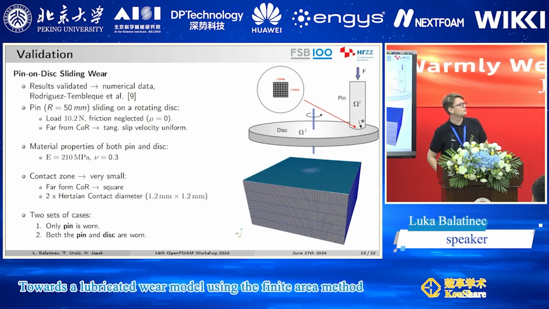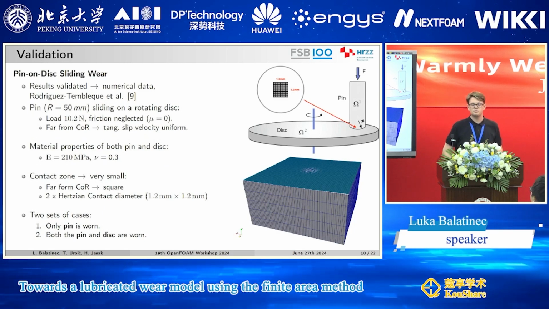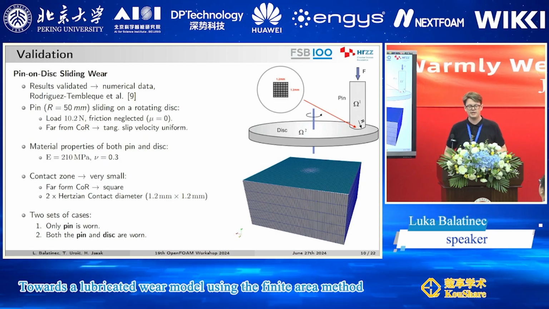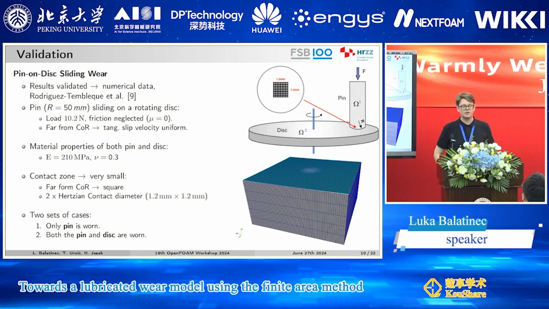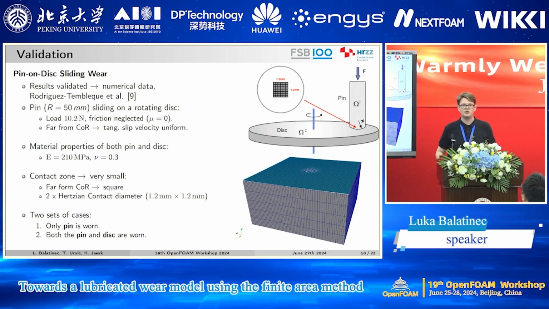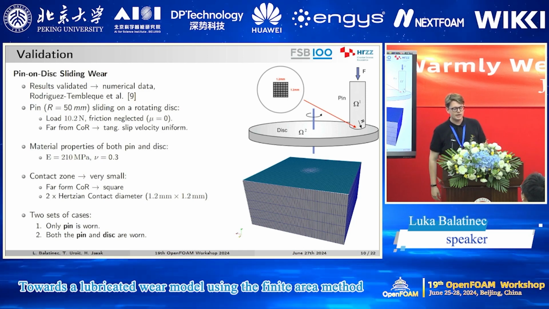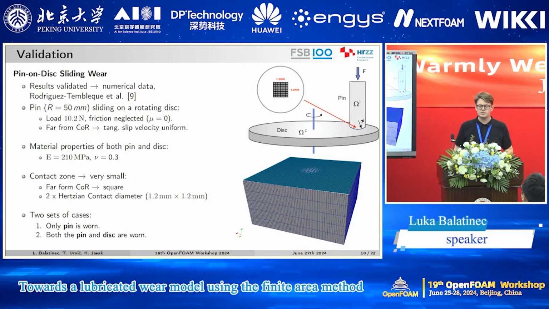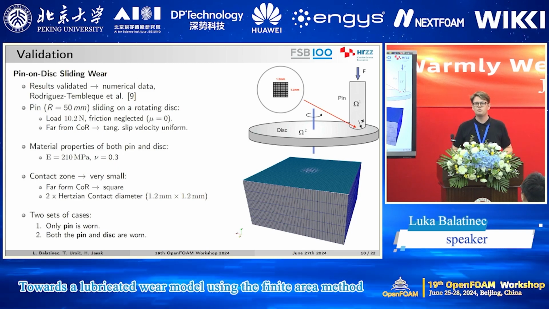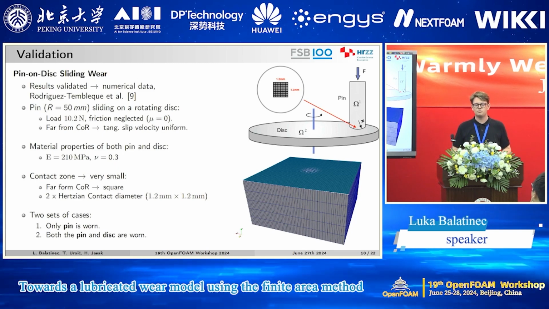Now I would like to move on to some validation cases. First we'll start with the pin-on-disk sliding wear case. Here our results were validated against numerical data presented by the authors shown here. In our case, we have a pin with a 50 millimeter radius sliding on a rotating disk with a predetermined load of 10.2 Newton, friction being neglected.